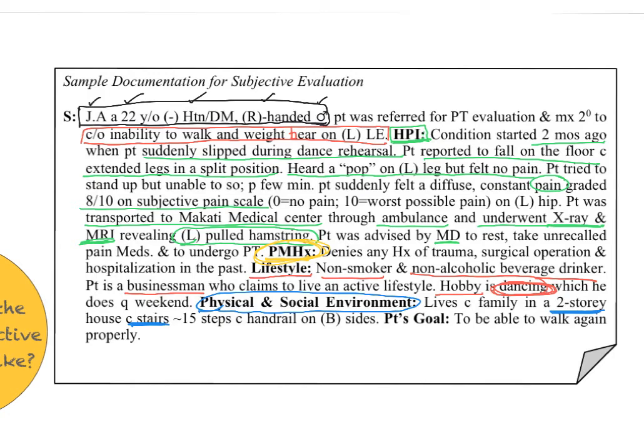Okay, and then we have here right after physical and social environment, the patient's goal. So what's the patient's goal? To be able to walk again. Okay, so this is actually an incomplete subjective eval. So there are still a lot of information missing. So as PTs, you really need to step up and make the subjective part of the SOAP very comprehensive. Okay, so I can still pinpoint kung ano pa yung dapat na information na kasama. Okay, so dapat complete kayo kapag nag-i-interview kay patient.